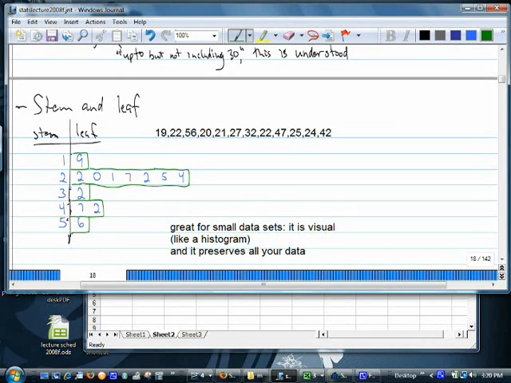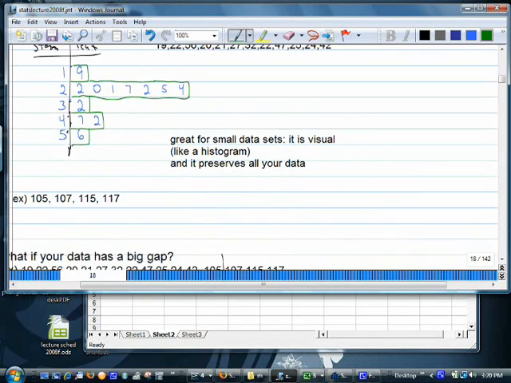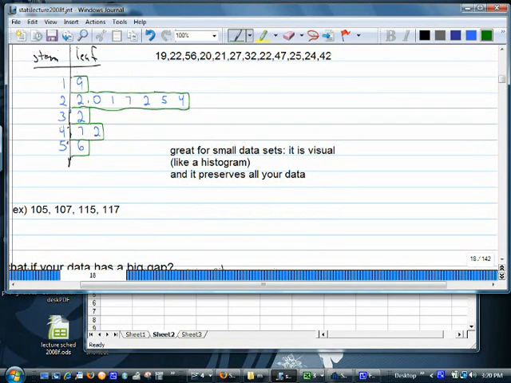What's your stem? 10 and 11. And your leaves would be 5, 7, and then coincidentally 5, 7. You dig? Okay.